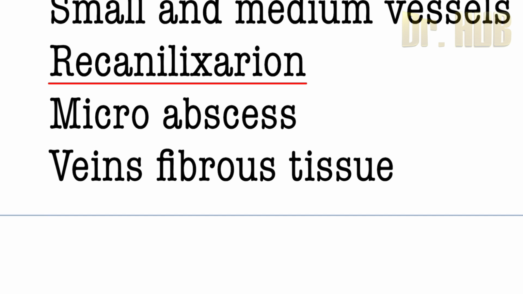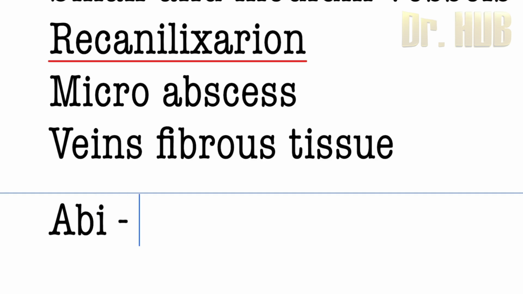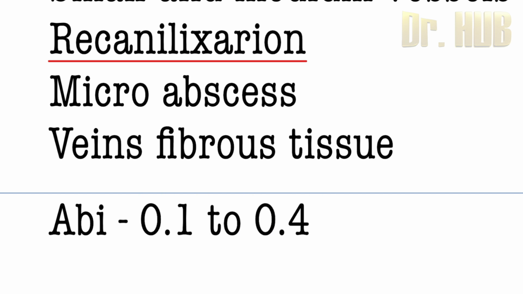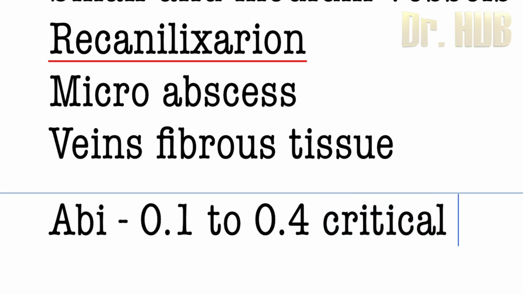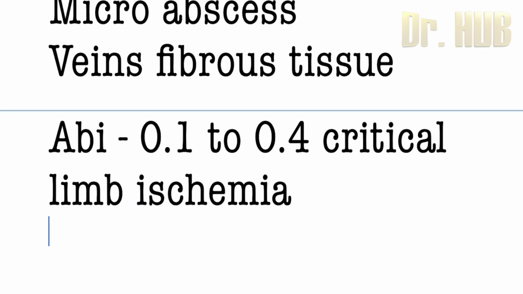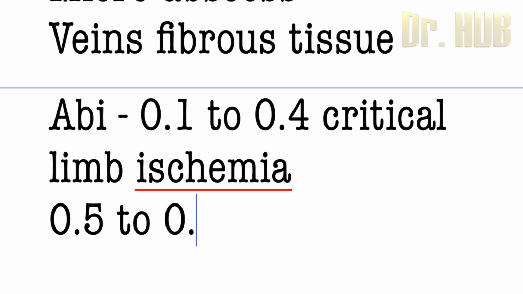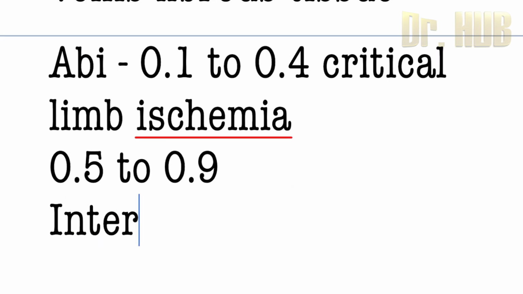After it is encased in fibrous tissue, let's look into the ABI interpretation. It is the ankle brachial index. 0.1 to 0.4 means critical limb ischemia. Next is 0.5 to 0.9, which means intermittent claudication.